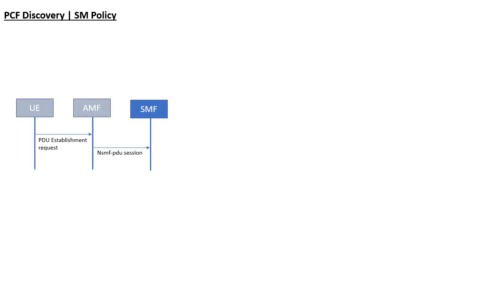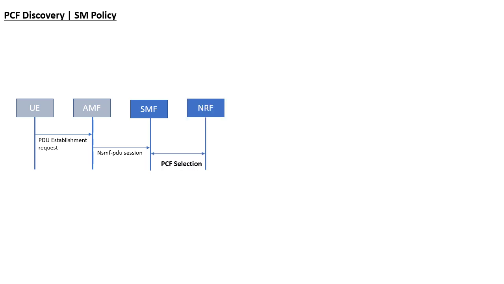Let's take SM policy. For example, the AMF receives a PDU establishment request and triggers the SMF for a PDU session, and now the SMF wants to trigger the PCF over the N7 interface. For that, it has to do the discovery of the PCF.